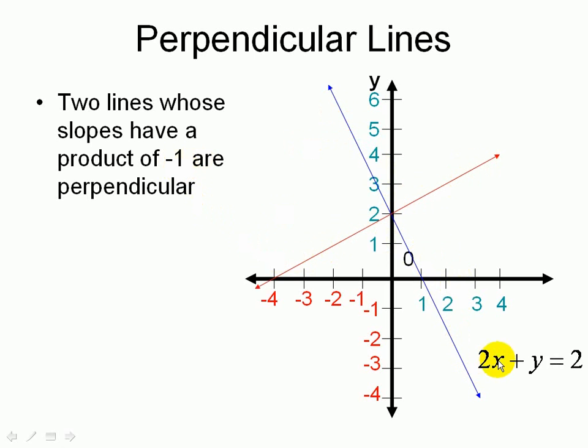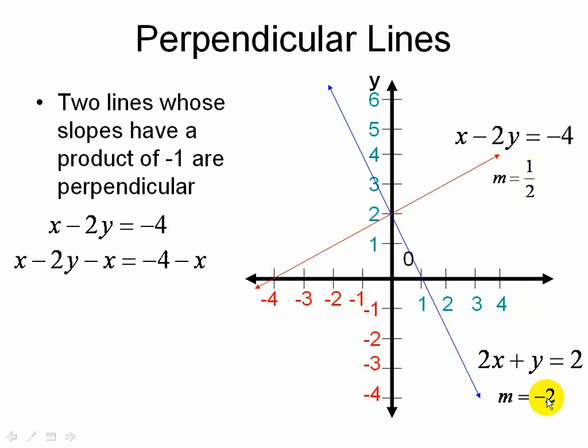So here 2x plus y equals 2, and x minus 2y equals negative 4. The one here, 2x plus y equals 2, has a slope of negative 2. Therefore, the one associated with x minus 2y equals negative 4 has a slope of 1/2. And when we multiply this, 1/2 times negative 2, that yields negative 1.